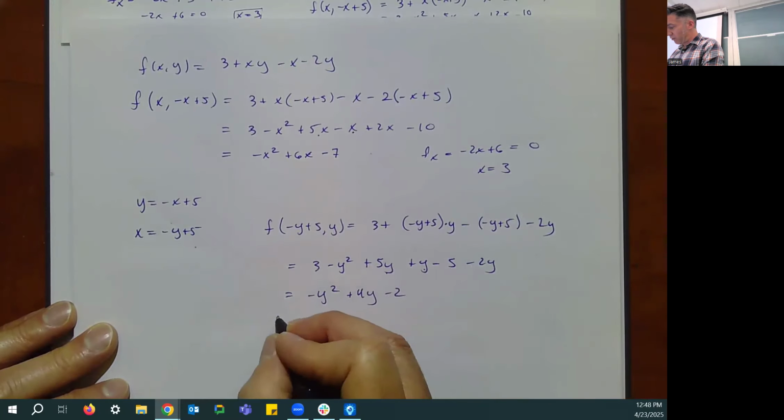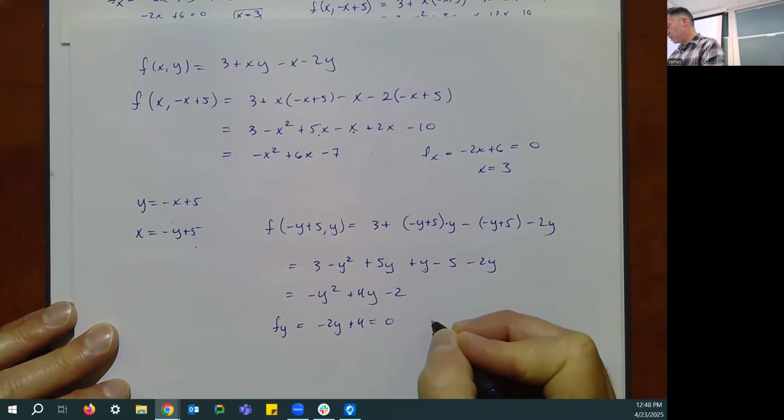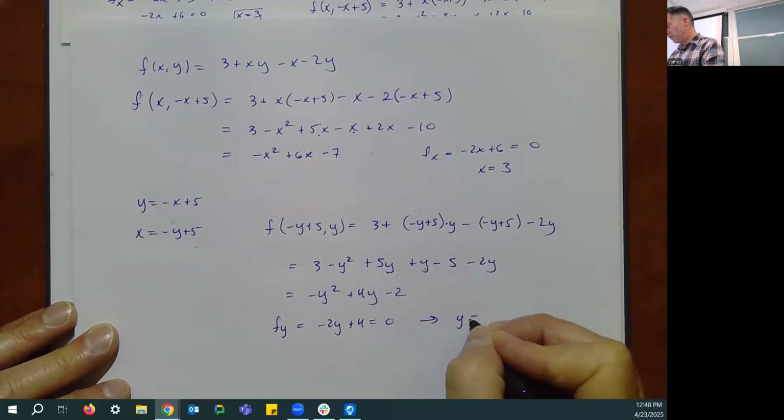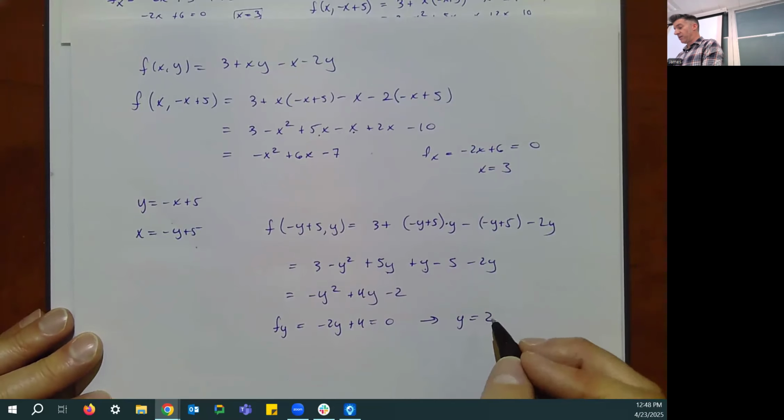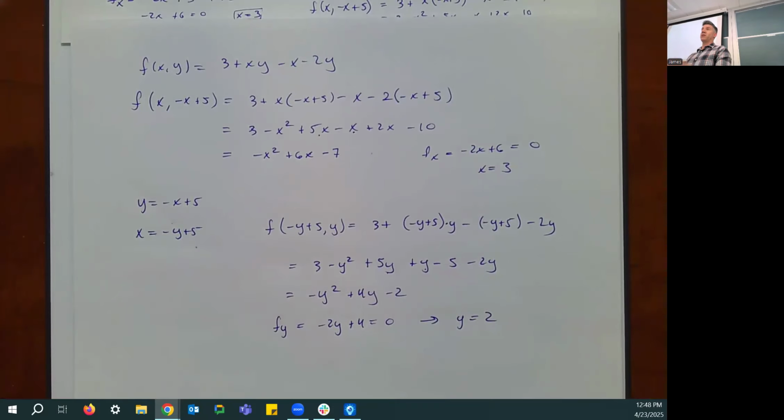If we take the partial derivative of that, we get negative 2y plus 4 equal to 0, which is going to give us that y is equal to positive 2. Which if you then plug back into this equation, will give you x equal to positive 3. So either way you do it, you should still get the same critical point on the boundary. You're just going to find the y coordinate first or the x coordinate first.